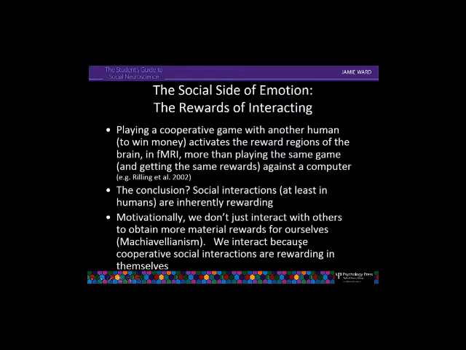Yeah, so again, one conclusion of this is that we're not just interacting with each other for material rewards. Somehow the interactions with other people have some reward value in themselves.